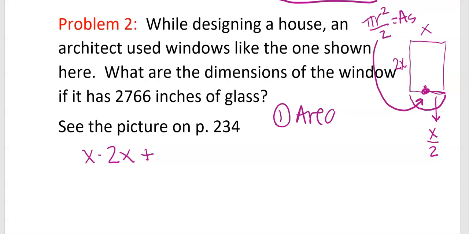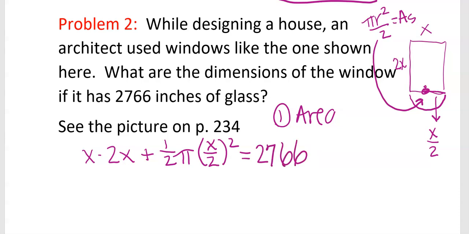So with this part, it looks kind of funny. So you're going to have a 1/2 pi. I'm just rewriting that a little bit nicer. Pi over 2 is like 1/2 pi. The radius is x over 2. And we have to square that. So we have the area of the rectangular part, the area of the half circle part.